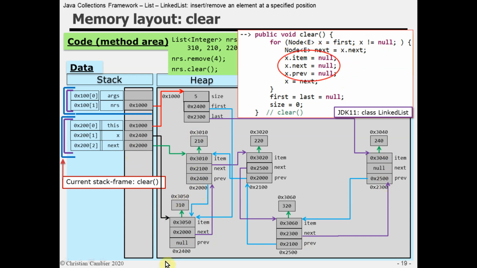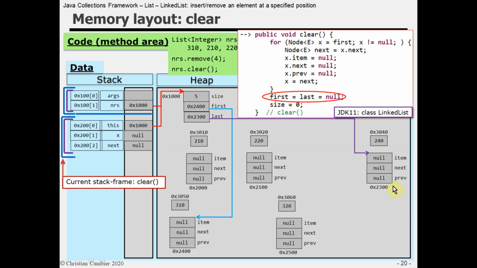Then first of all, we clear everything of the node we are referring to via x. So the item property, the next property, and the previous property. Null. Then we refer to the next node to be cleared, and we continue to do so all along the chain of nodes. Now I'm going to leave the for loop immediately and show you the end results. So everything will be set to null. Finally, the first and the last must be cleared as well. Okay, and all references will be removed. And finally, the size is set to 0.